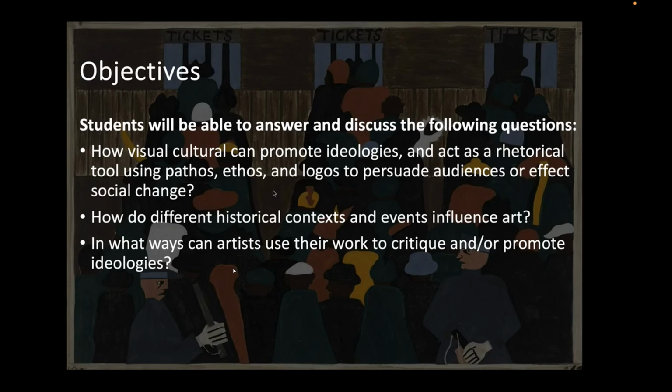Second, how do different historical contexts and events influence art? Sometimes ideology is present in artworks not because it's intentional, though yes, we have those examples where it's an intentional thing of this is what we're trying to do. Sometimes the history and just the context of when something is produced illuminates a certain ideology that maybe the artist is aware of, or perhaps the artist is subconsciously adding to their artworks. And lastly, in what ways can artists use their work to critique or promote ideology? In the opposite sense, artists can be very aware of their own ideology and the ideologies that they're trying to promote, or trying to critique in the larger society.